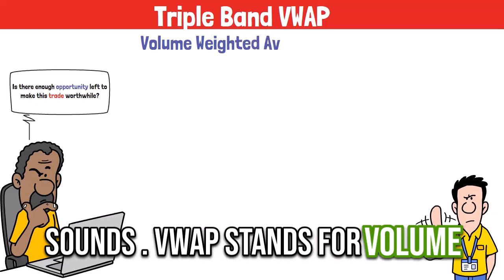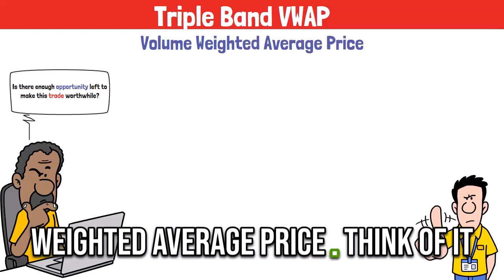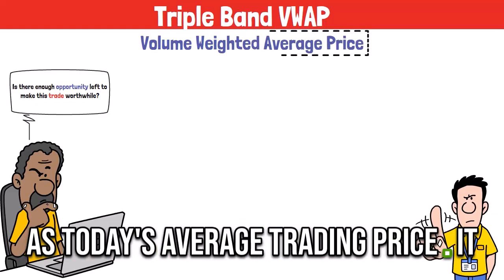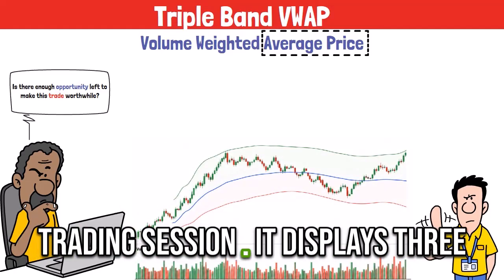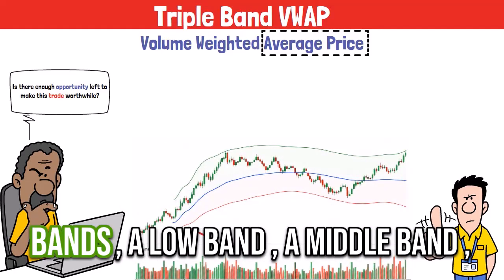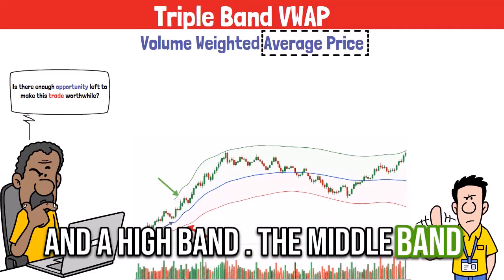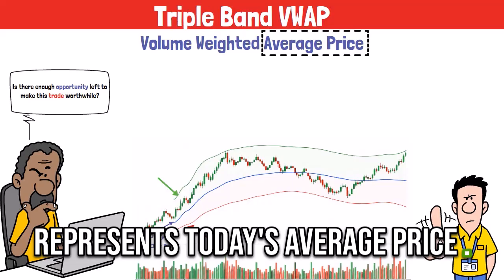VWAP stands for Volume Weighted Average Price. Think of it as today's average trading price. It gives us a reference point for where the stock has spent most of the trading session. It displays three bands: a low band, a middle band, and a high band. The middle band represents today's average price.